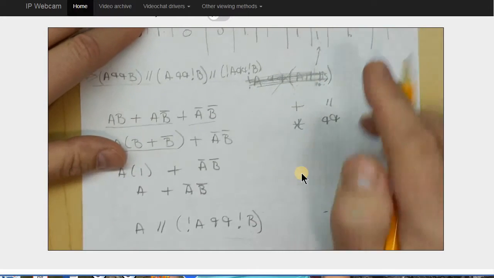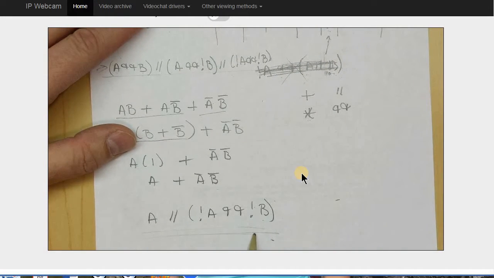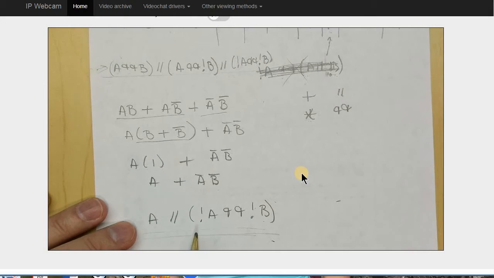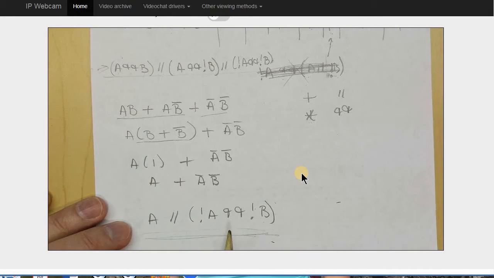So I know that this is the correct answer, and to come up with this, I didn't even bother making a truth table, did I? I just used Boolean logic that went basically from here all the way down.